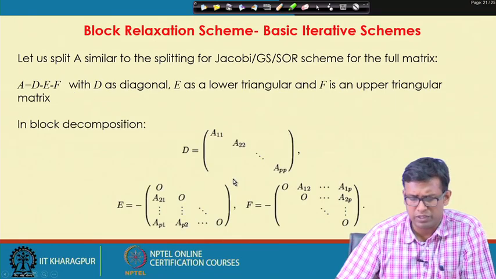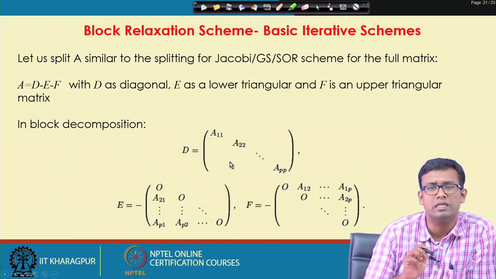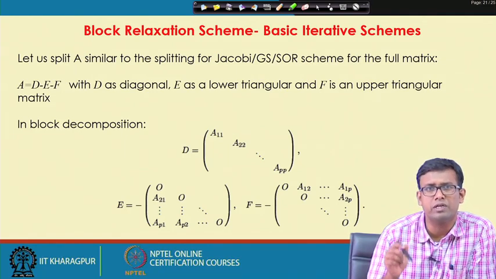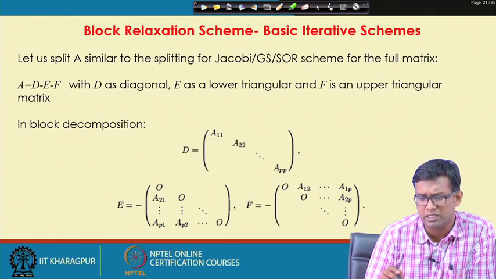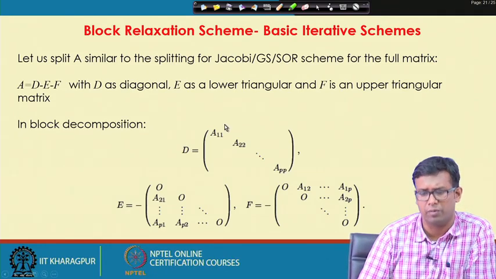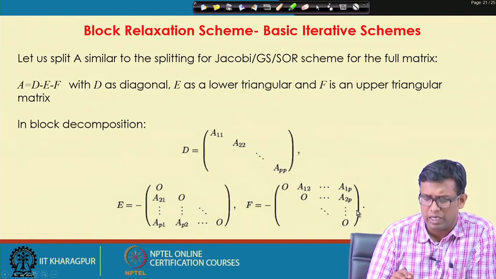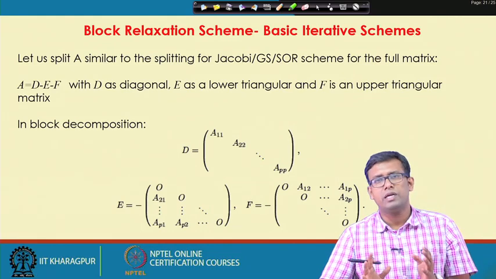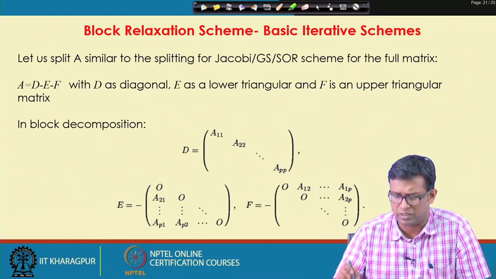In a block decomposition, D will be the blocks containing the diagonal terms. Earlier, in a general splitting of A for a basic iterative point relaxation scheme, D only contained the diagonal elements. Here, instead of diagonal elements, they contain the diagonal blocks. E contains the lower triangular blocks, F contains the upper triangular blocks, and E and F both have diagonal element 0. So, instead of splitting it by element, we are splitting it by blocks of matrices.